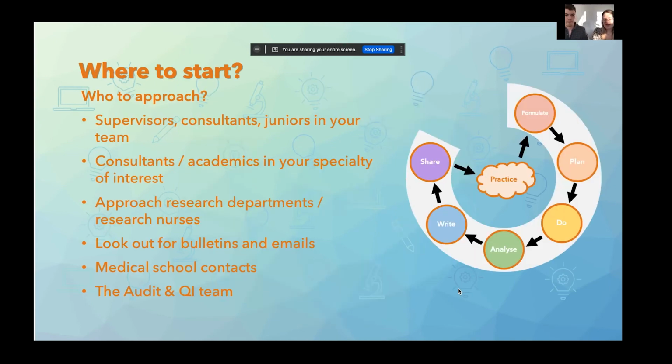So where to start? Again, we've touched on this a little bit already, but talk to your supervisors. If you're very keen, they will react to that. They'll respond to that. Doctors love it when medical students are keen. If you go up to a supervisor in a subject that you're interested in and say, look, I'm only a fourth year medical student, but I'm really interested in gastro. Do you have any projects or audits that I could get involved with? They will absolutely love that. So do speak to your supervisors, your consultants, even juniors on the team about who to ask. Consultants or academics in your specialty of interest.